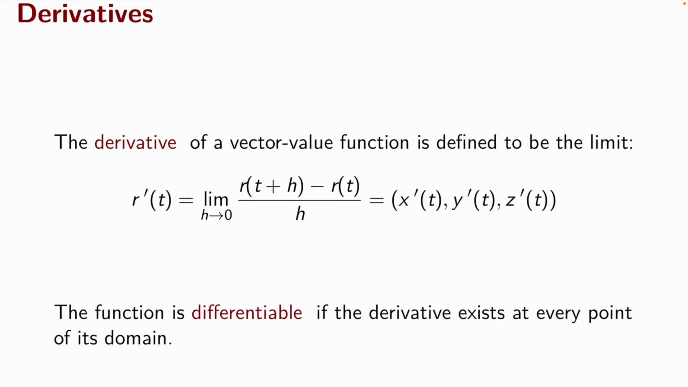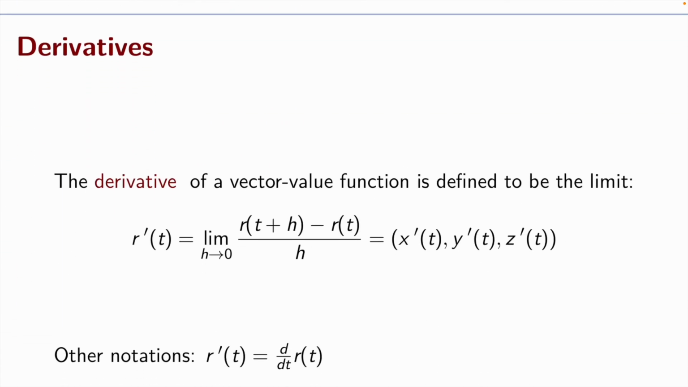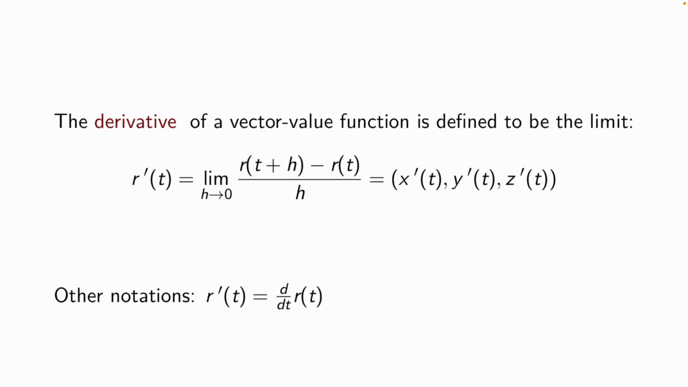And in the same way that for the real value functions, we are going to say that the function is differentiable if the derivative exists at every point of its domain. So for other notations, we can just write the derivative of a function like this, with a regular notation of derivative, or we can put derivative with respect to t, since this is the only variable in this function. These notations are equivalent.